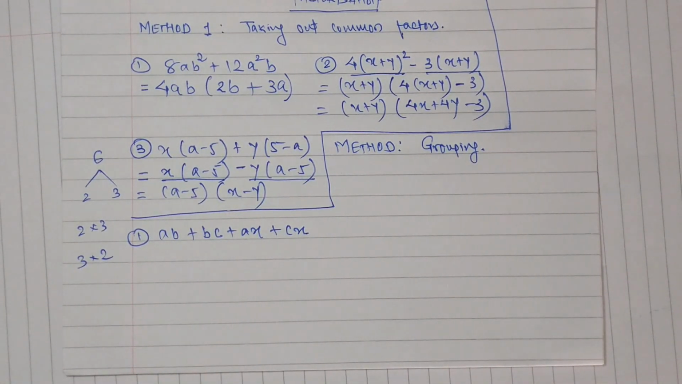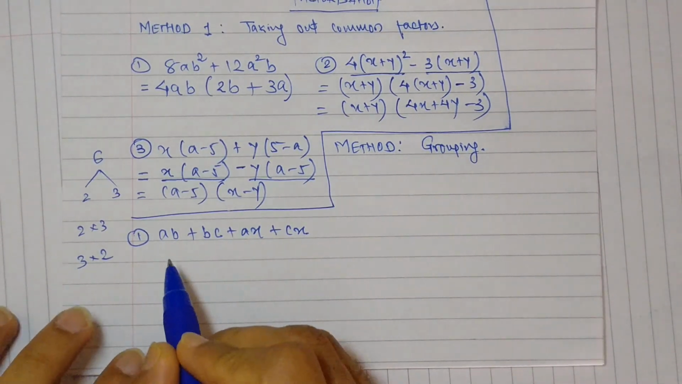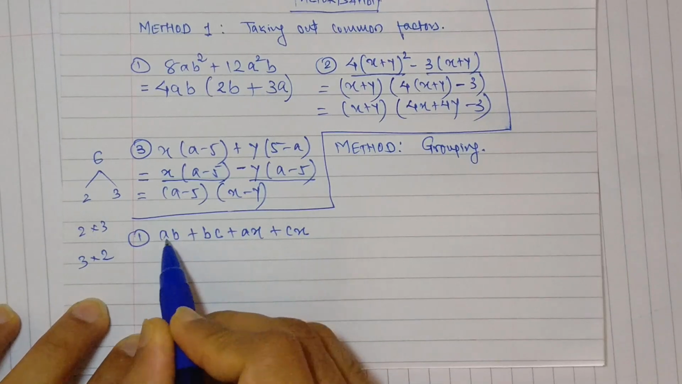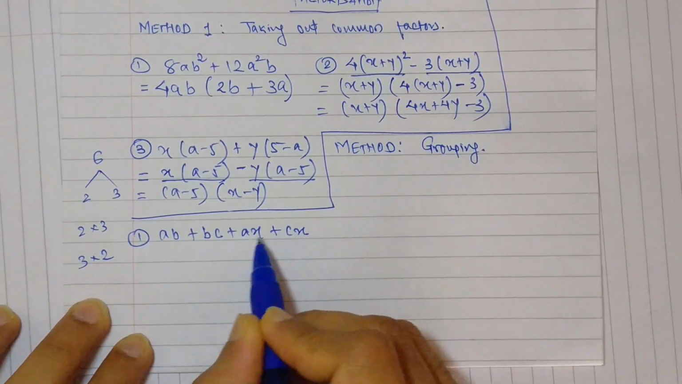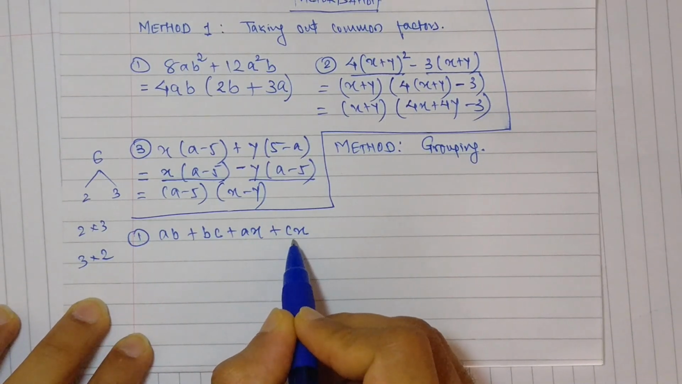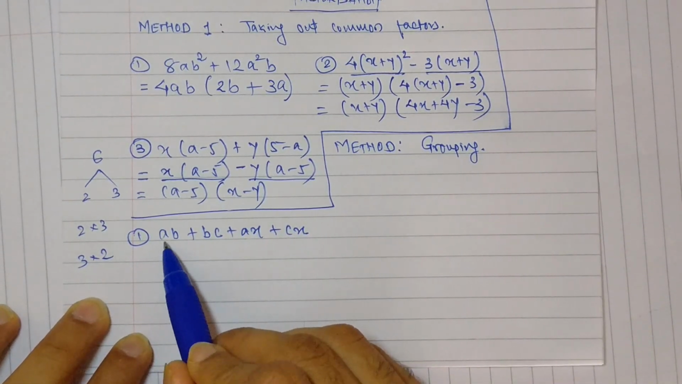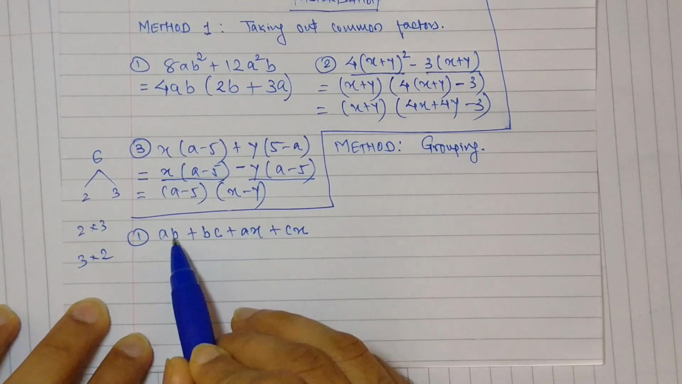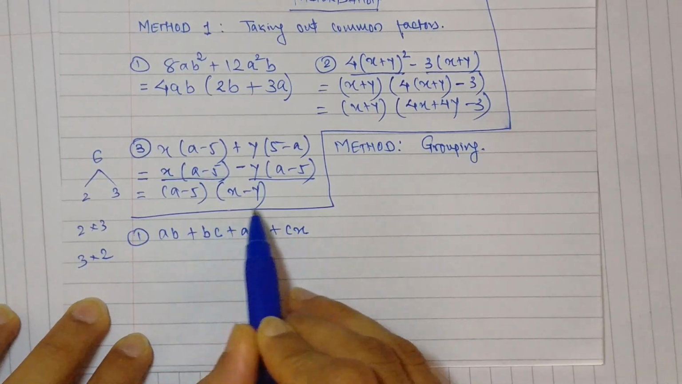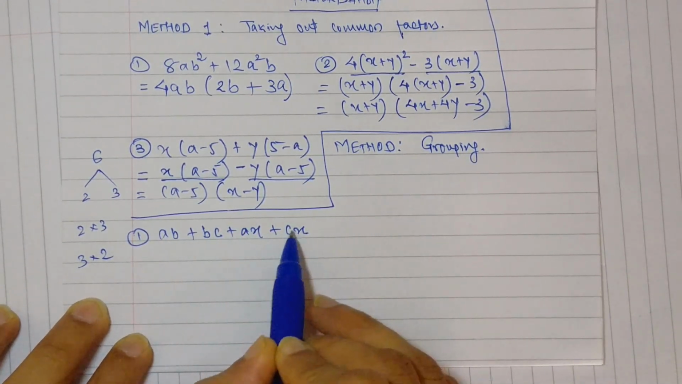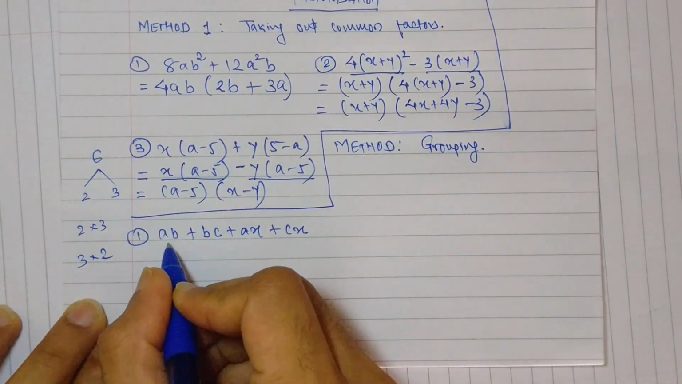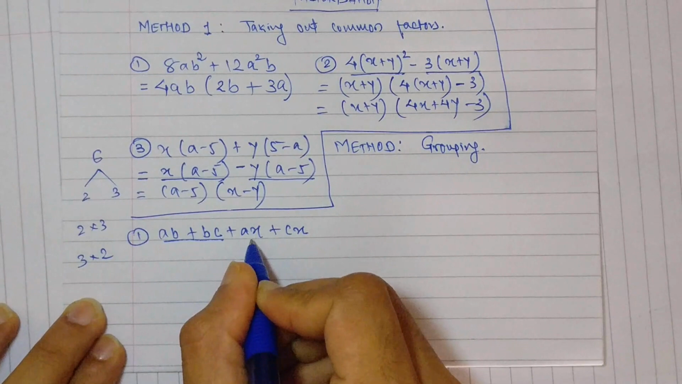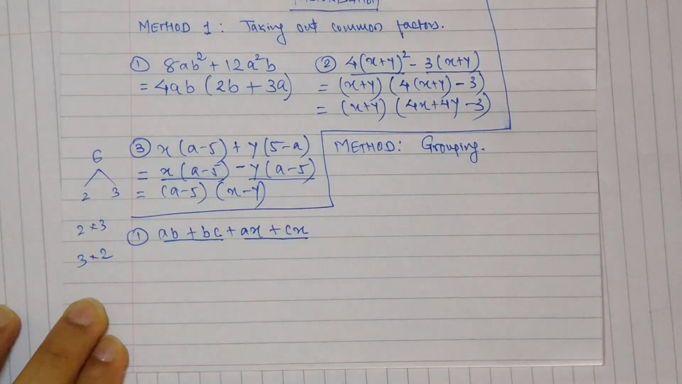So what you have to do first is group the terms together. Either you can group the first and second one because b is common in both of them, and third and fourth one because x is common in both of them, or you can group first and third because a is common in first and third, and second and fourth because c is common in second and fourth. So it depends how you want to group. I will group first two together and the last two together.